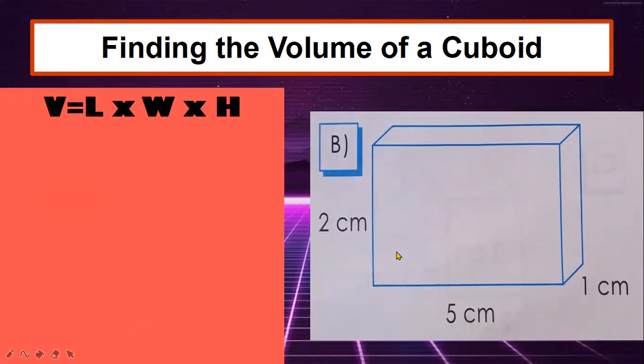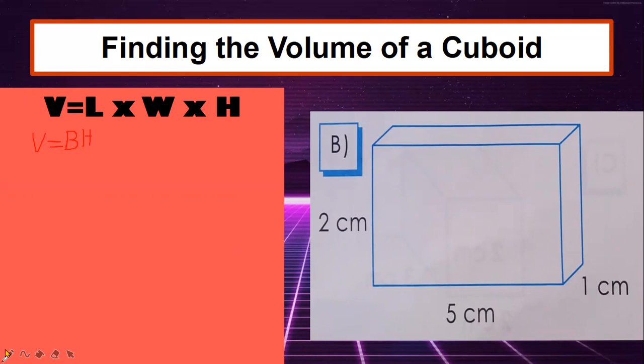Okay, now we have another example. It's the same formula that we can use, but let's try base times height. So its volume is equal to base times height. All right. So that's our first formula.